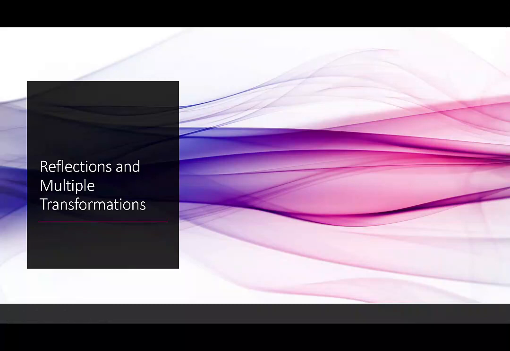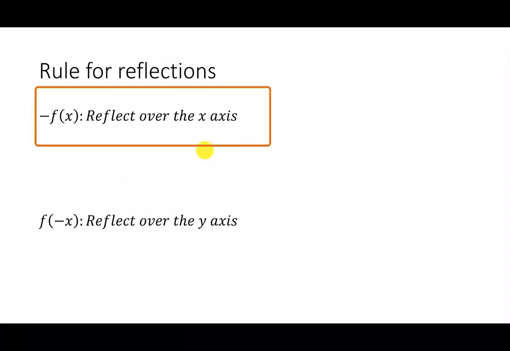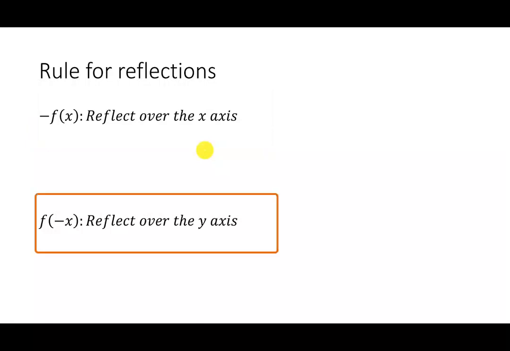Everybody. Today we're going to look at transformations of functions. We'll also add in graphing multiple transformations for a singular function. Our next type of transformation is called a reflection. If I have a negative outside the function, that is going to flip it over the x-axis. If I have a negative inside, so I'm taking f of negative x, I'm going to flip over the y-axis.